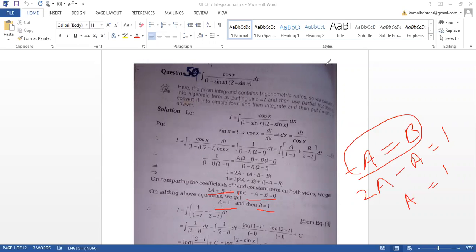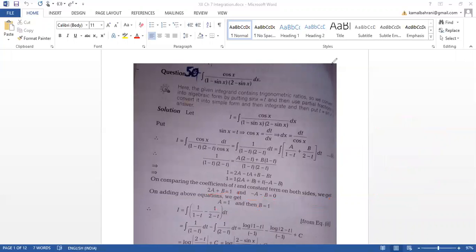Now you substitute the values. Here it is written b is equal to 1, but b will be equal to minus 1 instead of 1. They have kept the minus sign here, but by mistake they have written b is equal to 1, so don't get confused. So you got a equals 1 and b equals minus 1. Clear? Then you substitute the values. Now it will be very easy for you to solve.